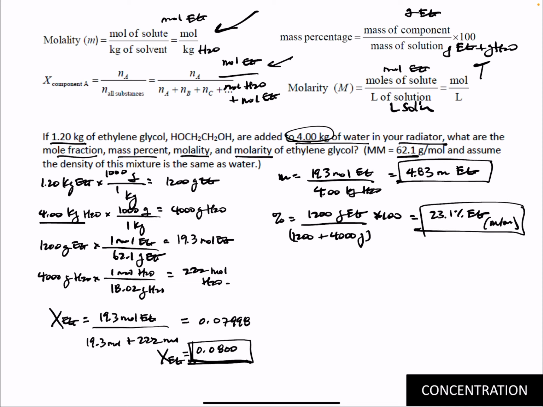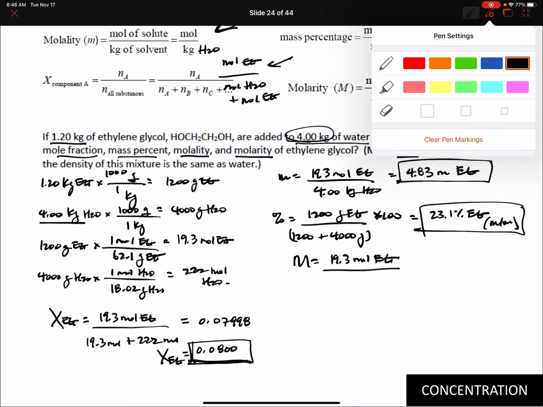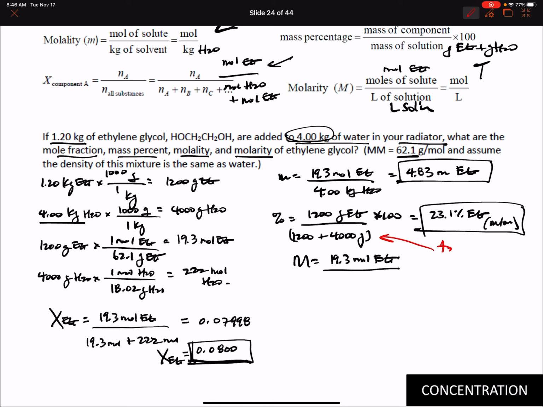What do we have left? Molarity. Big M molarity is moles of ethylene glycol, 19.3 moles, divided by the volume of the solution. We actually need the density here. Do we know the volume? No. We know the total mass of the solution, which we already used here.